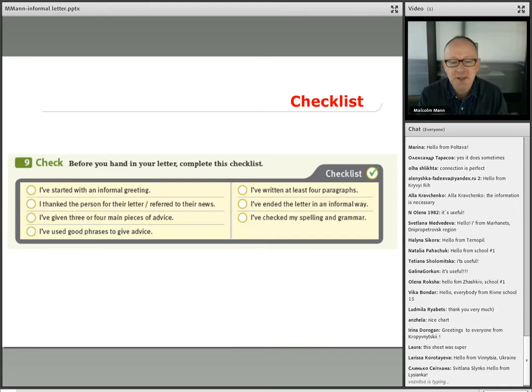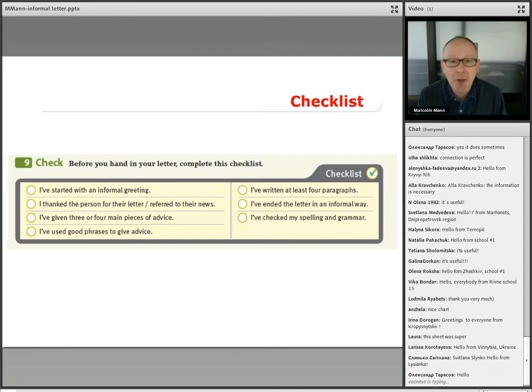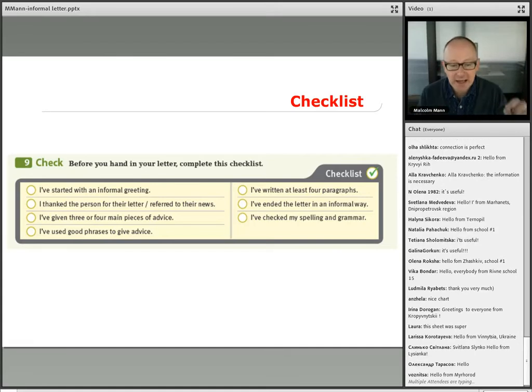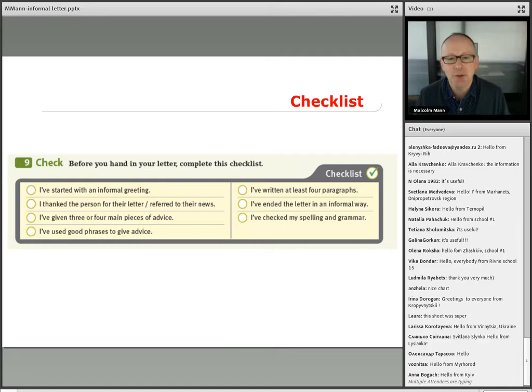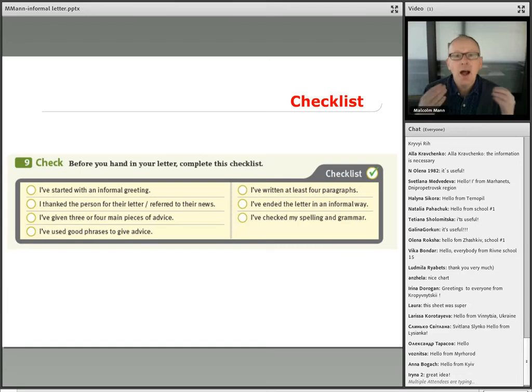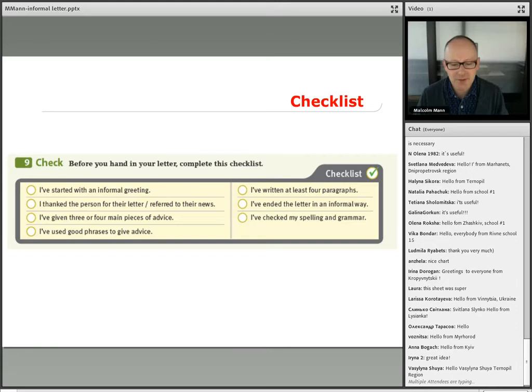But I've used good phrases to give advice. I've written at least 4 paragraphs. I've checked my spelling and grammar. It could be other things. It could be I've used 1 or 2 informal idioms. I've used 1 or 2 phrasal verbs. It could be all sorts of different things, but a checklist where they tick it to show that they're thinking about these things and they've included them in their piece of writing. And if they're telling the truth, and you'll soon find out if they're not, then once again, the chances are, if they've ticked all of these boxes, that their piece of writing will not be a disaster. It will be a successful piece of writing, which is much more motivating for them and, as I said earlier, makes our lives easier in terms of marking and correcting.